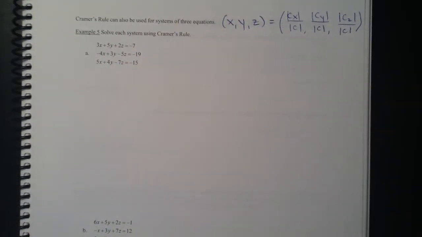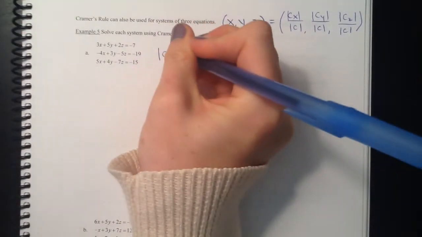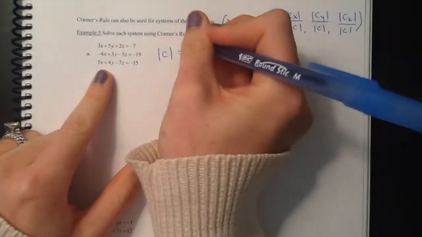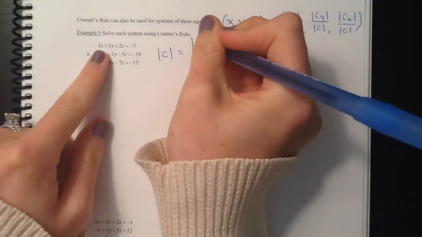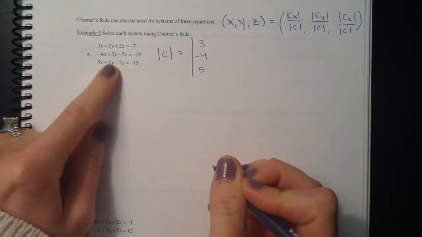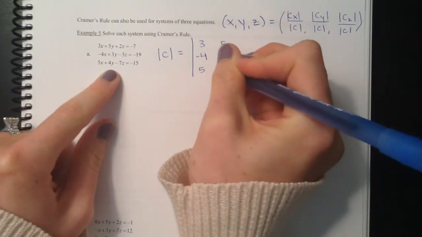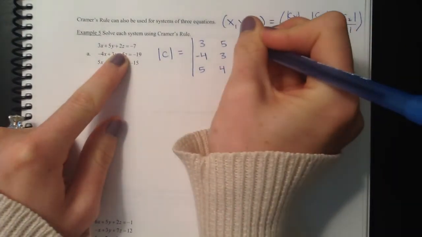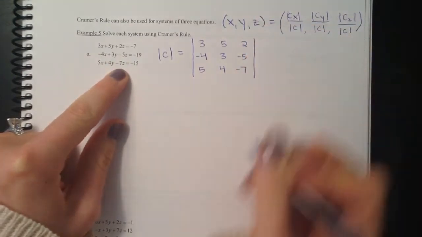Okay, so we're going to start with c. So determinant of c, this is the coefficient matrix. So I'm just pulling off all the coefficients. The x column is 3, negative 4, and 5. The y column is 5, 3, and 4. The z column is 2, negative 5, negative 7.